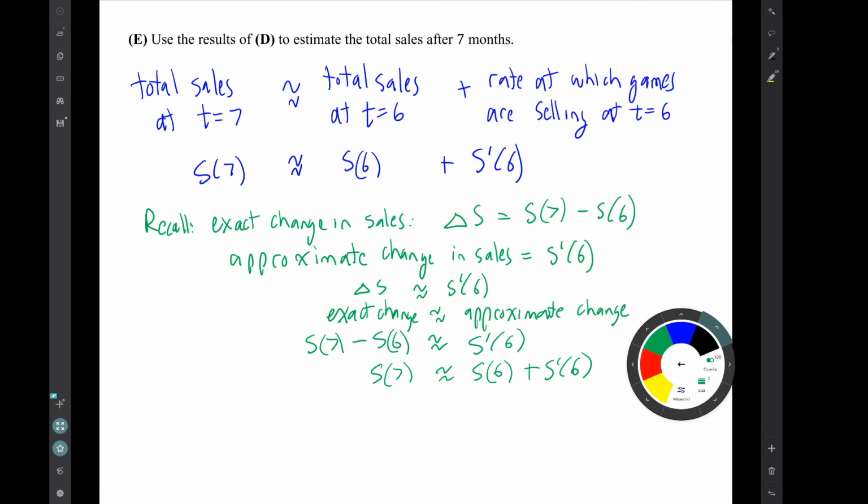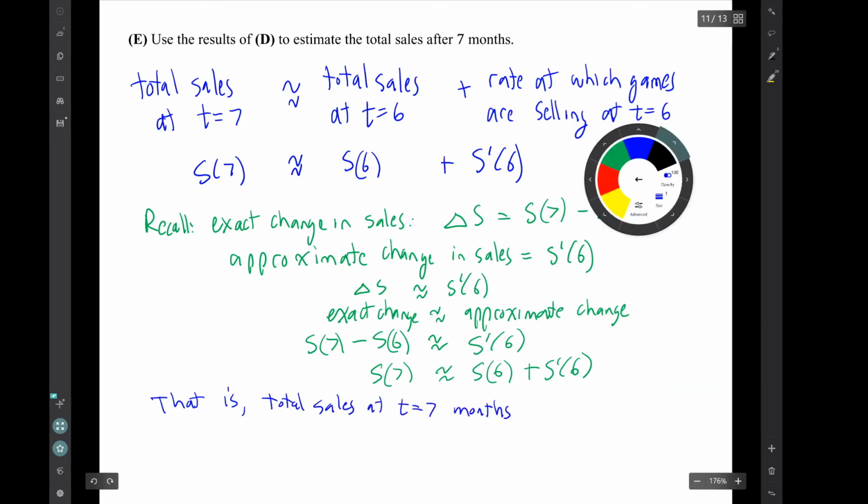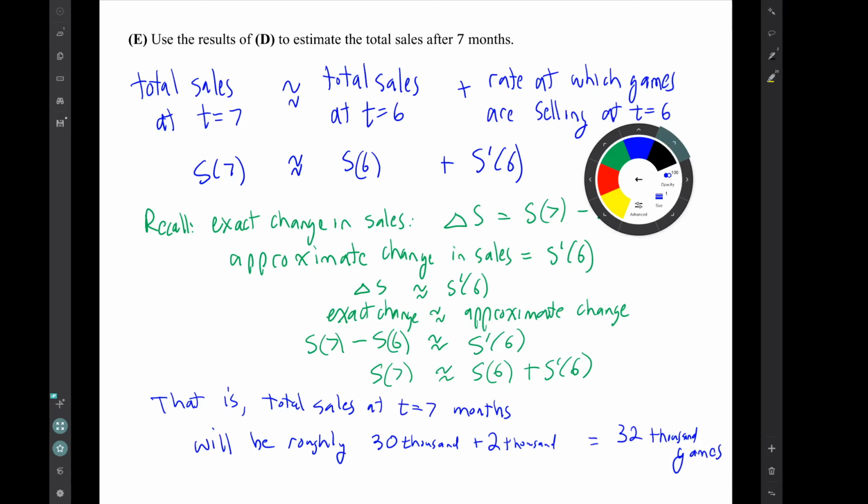Now that's all very abstract. We're actually supposed to give an estimate. So the estimate would be that at time 7 months, a total of 32,000 games will have been sold. So that's not dollars, it's the number of games, and it's in the thousands, 32,000.